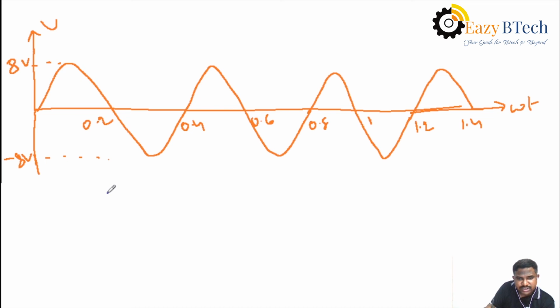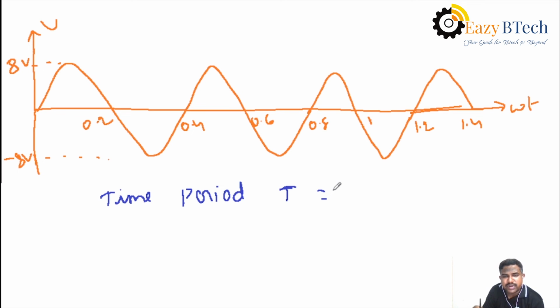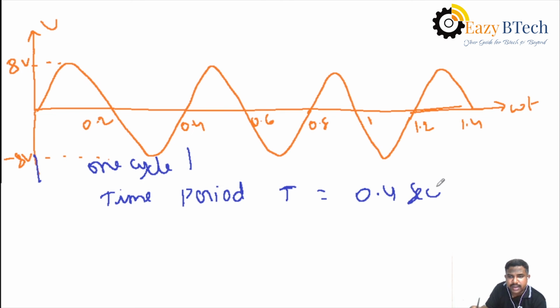First of all, how to calculate time period, that is T. Already we know the definition of time period: the time taken to complete one cycle. So this is one cycle, meaning up to this and up to this, the repetition of positive and negative. That's why the time period T is nothing but 0.4 seconds.